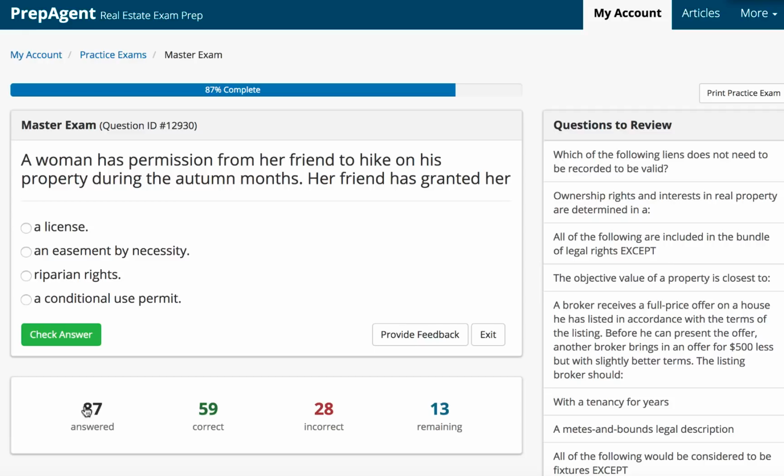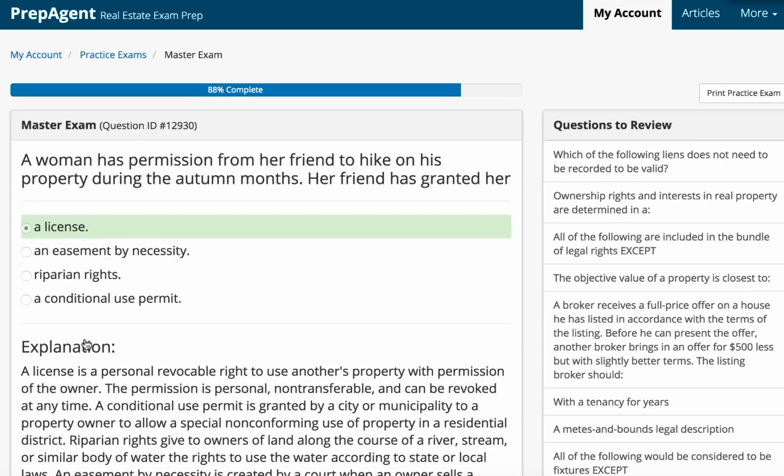A woman has permission from her friend to hike on his property during the autumn months. Her friend has granted her, that's a license. Excellent.